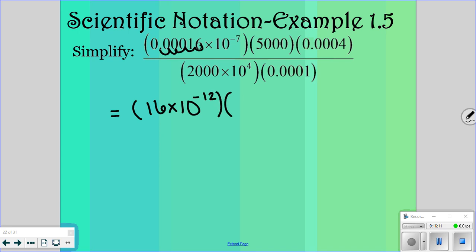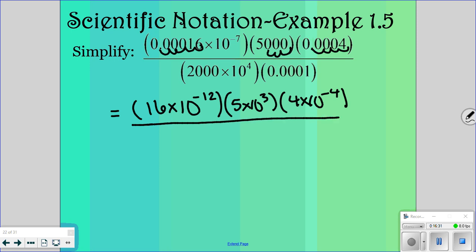Now for the 5,000 is going to become 5 times 10 to the third. And then you're going to have 4 times 10 to the negative fourth. From there, you're going to do the denominator, same way. 2 times 10. We moved it 3 places, so that's going to become a positive 7. And then 1 times 10 to the negative 4.